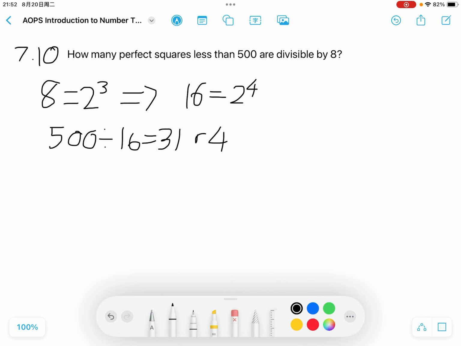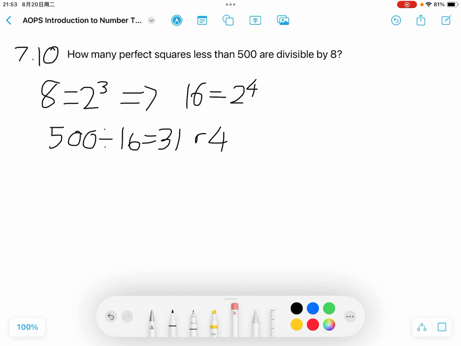So from 1 to 31, or actually, I guess you can say from 0 to 31, all of these integers times 16 is less than 500. So we have to find these integers from 0 to 31 that are perfect squares. Why? Because 16 is already a perfect square, so you can only multiply another perfect square by this. For example, a squared, right? And then as long as a squared is larger or equal to 0 and less than or equal to 31, then this thing is going to be a perfect square that is less than 500 and divisible by 8.